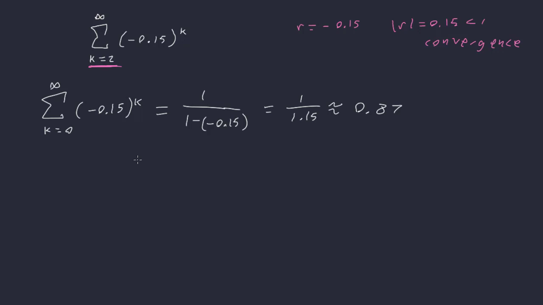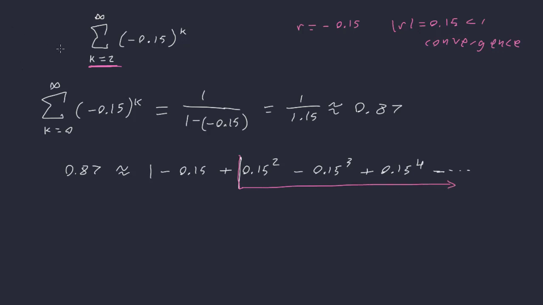But notice that we are starting at 2. So what I would say is here, this 0.87, that's approximately starting at 0, so that would be 1, then minus 0.15, plus 0.15 squared minus 0.15 cubed plus 0.15 to the 4th, etc. Now this is actually our starting place, right? So this is the series we're looking at right here. So let me call this A, just so I have something to talk about. So here's our A. This is what we're missing from the series we're looking at.